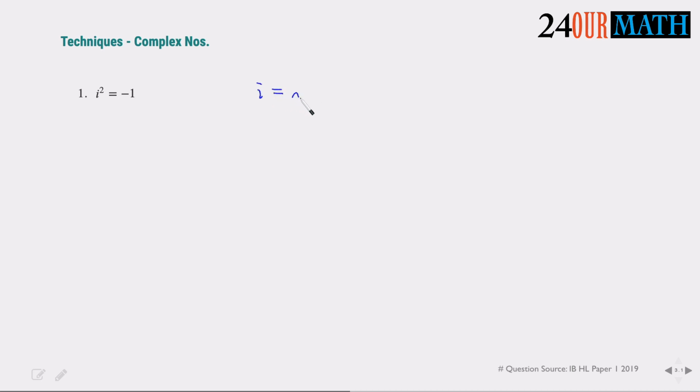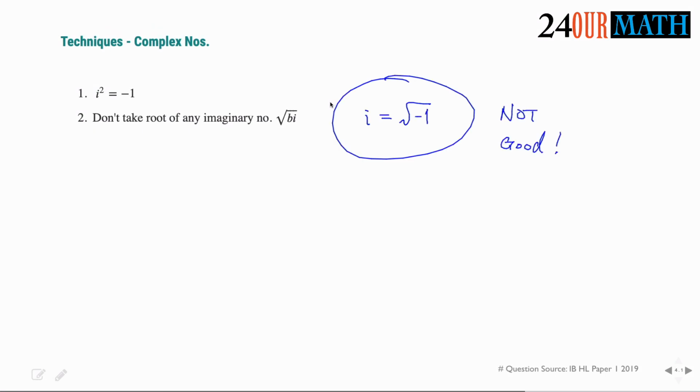Let's recap some of the techniques and basics of complex numbers. First, we have i squared equals -1, and that's the only definition. Some books say that i equals the square root of -1, but some books say that it is not good. Now, if I have time, I will explain why some books say that i equals the square root of -1 is not good. Anyway, don't take the root of any imaginary number, say bi.